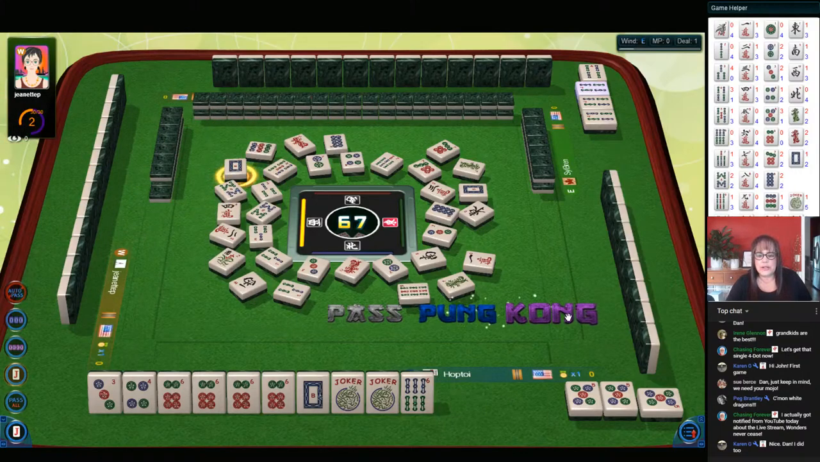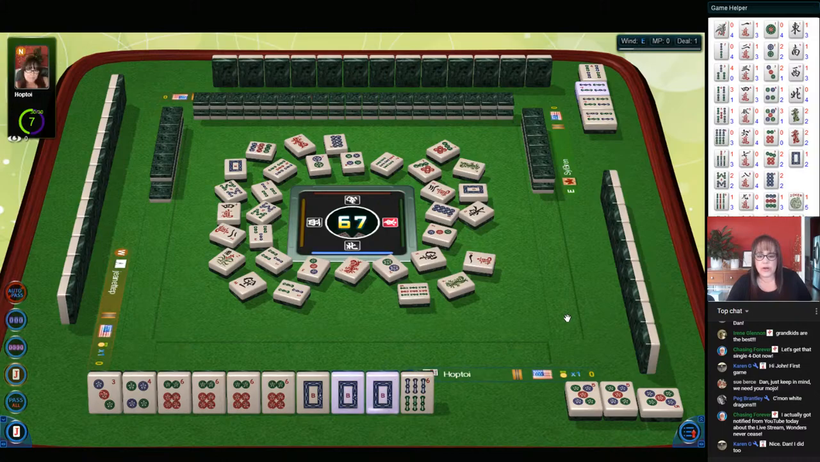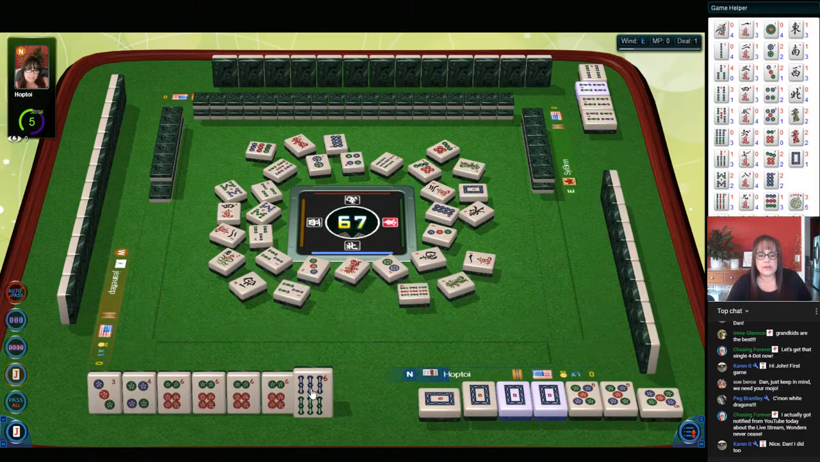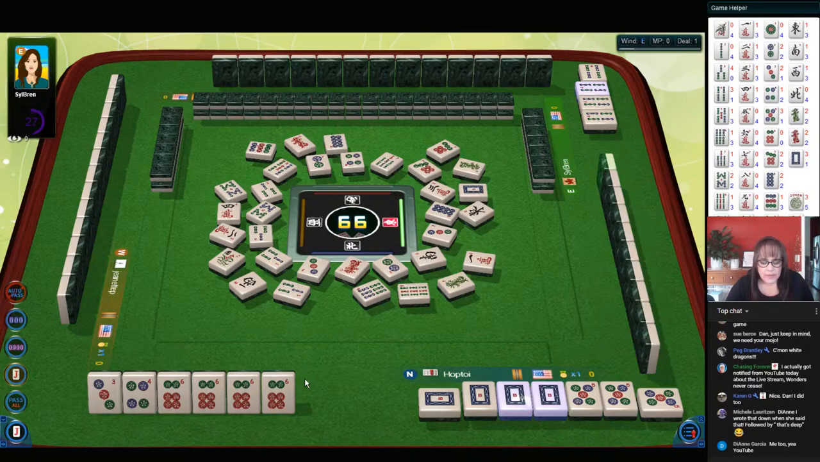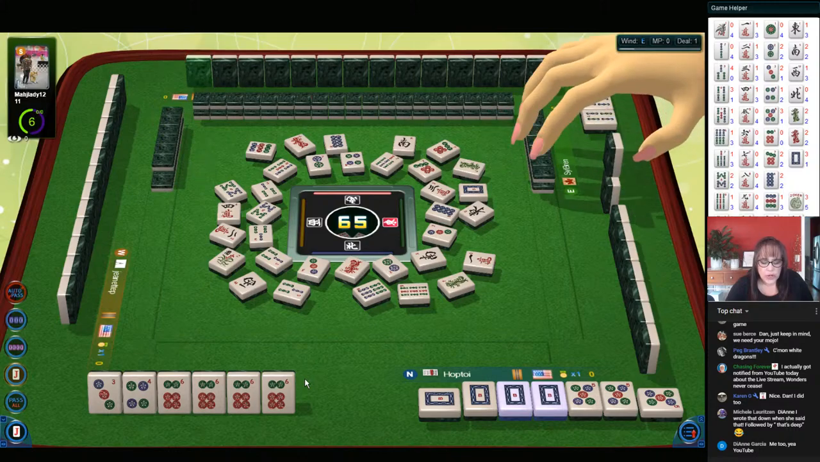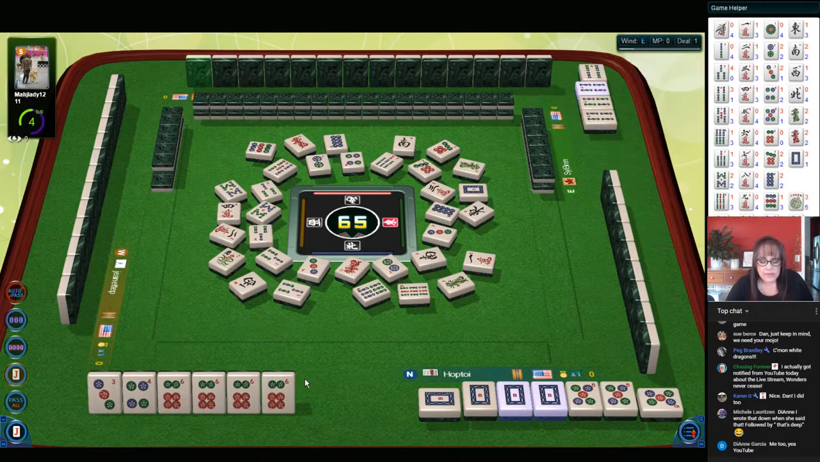Okay, we're going to Kong. Yes, Kong. Kong. And now we'll discard 6 bam. 6 bamboos. And here we have a Pung of number tiles with a Kong. Oh no, we're okay. So I'm just thinking they might know what we're playing if they know the card. There's only one hand this could be. So we'll see how it goes.